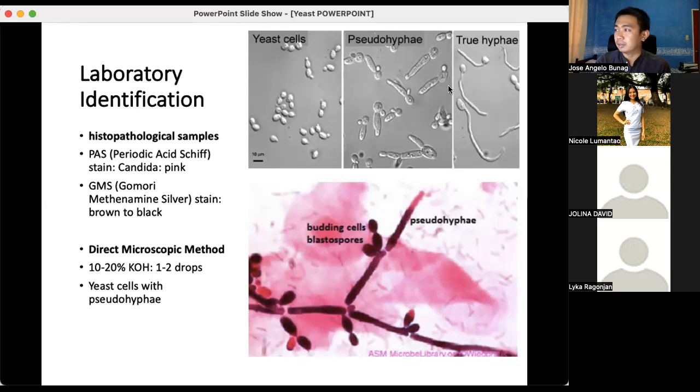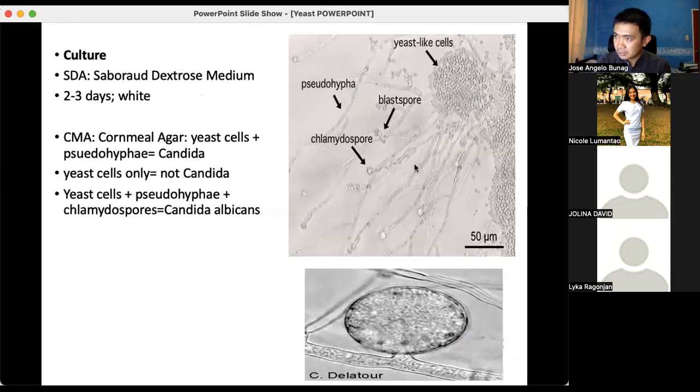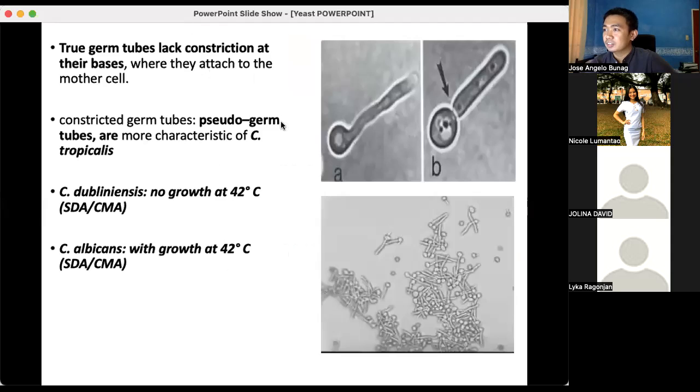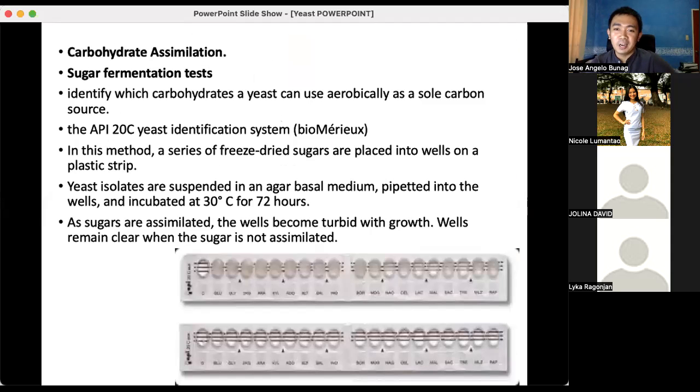Okay, next laboratory test, we have your biochemical test na pwede po natin gamitin. Your carbohydrate assimilation test. So for the carbohydrate assimilation test, it actually identifies which carbohydrates a yeast can use aerobically as a sole source of carbon.